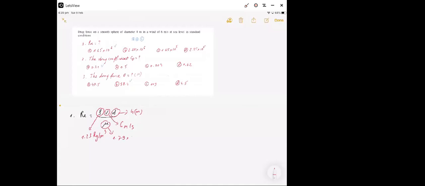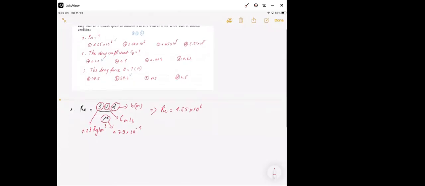So we have the Reynolds number is around 1.65 times 10 power 6, which is answer A. Okay, so the answer is A. Well, I have just prepared this question, so maybe it's too easy. Or maybe the question in the final exam will be a little bit harder. It's okay.